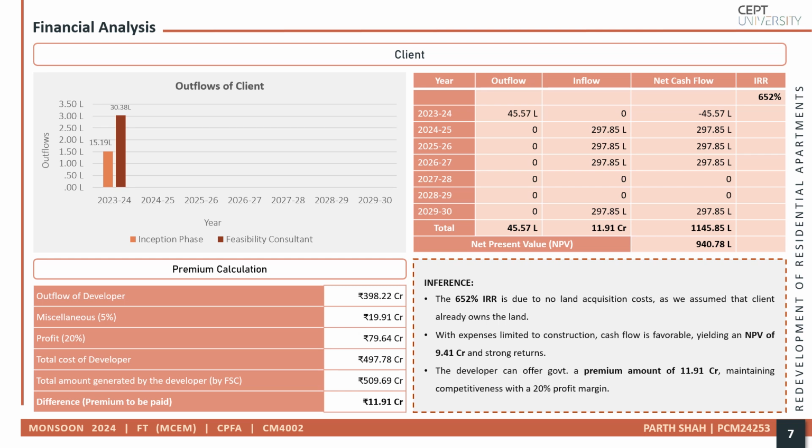Further, the premium amount that the developer can pay to the client was derived by subtracting the developer's profit, set as 20%, and miscellaneous cost of 5%. The total premium amount that the developer can pay to the client was approximately 11.91 crores.